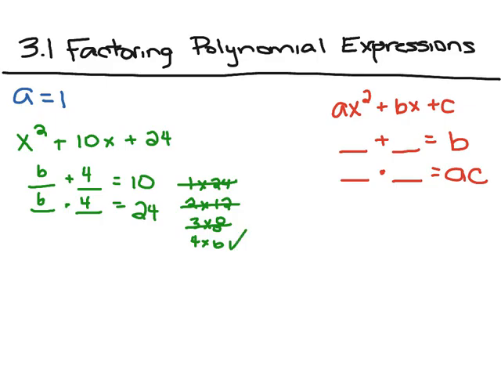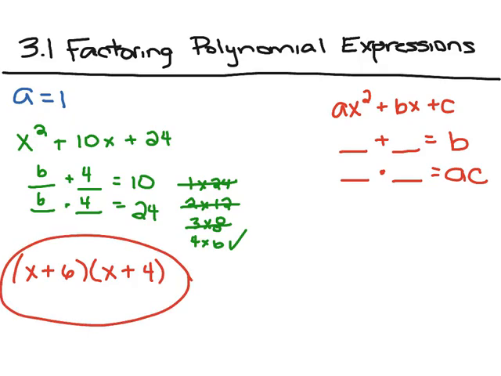The last step is we're going to put it into two binomials. So we just go x plus 6 and x plus 4. And that's our factored trinomial.